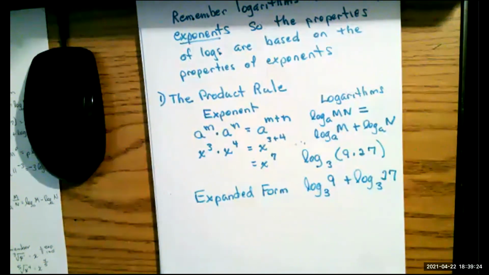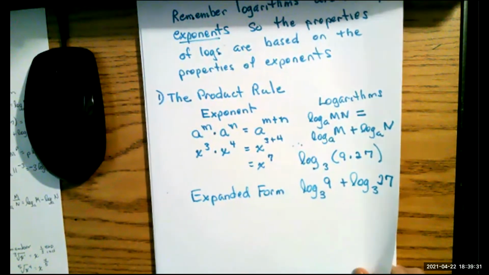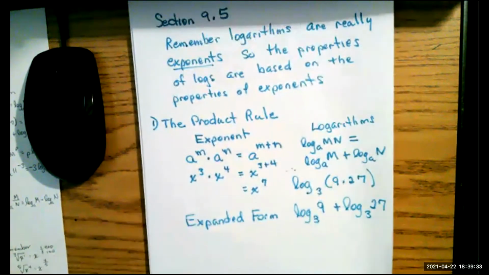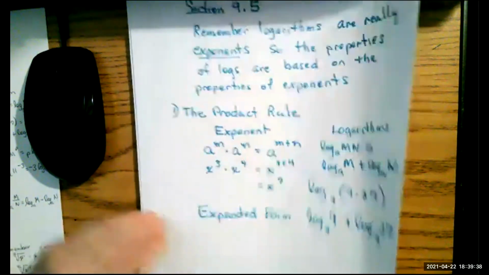It's called the product rule. If you multiply two bases that are the same, you add the exponents. Okay, I'm finished. All right.